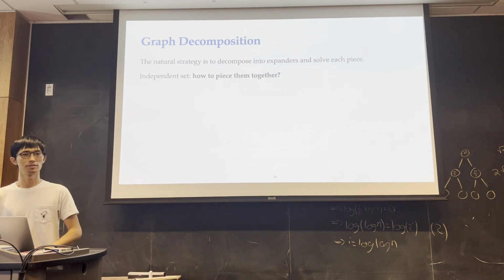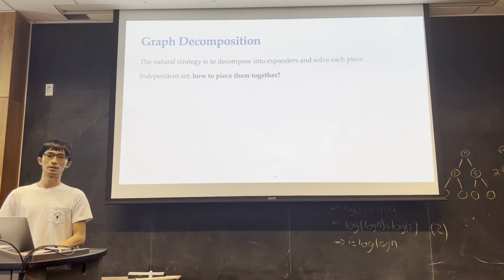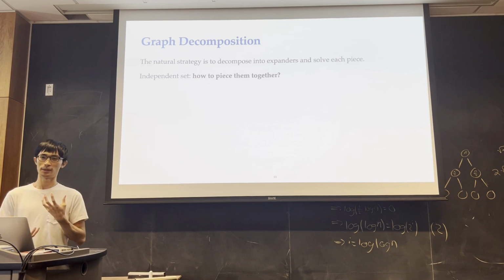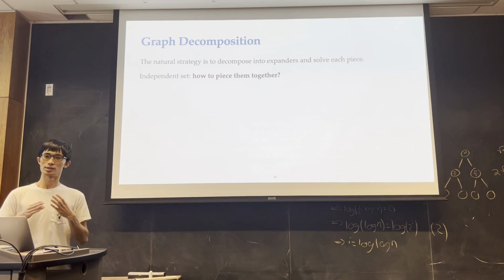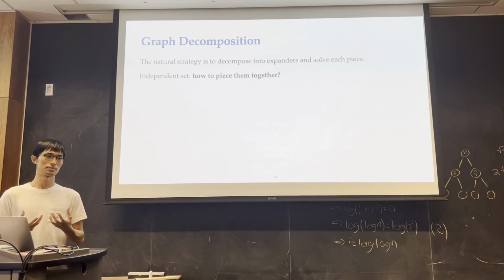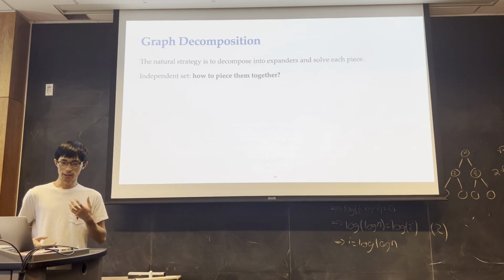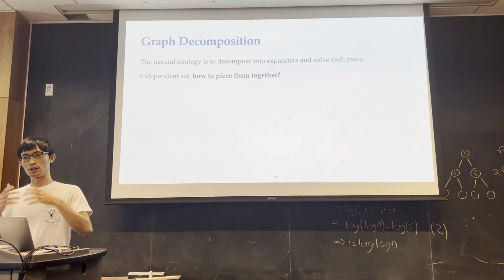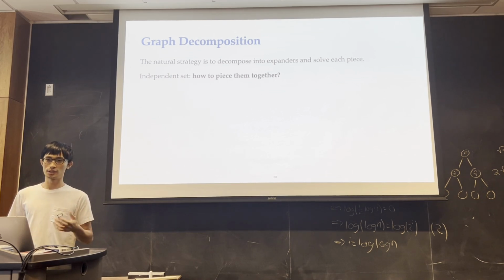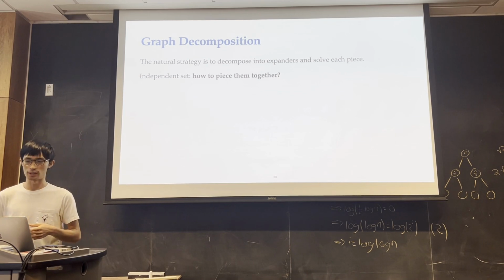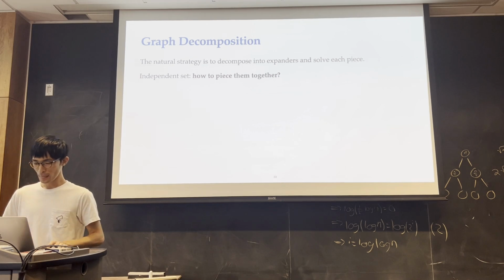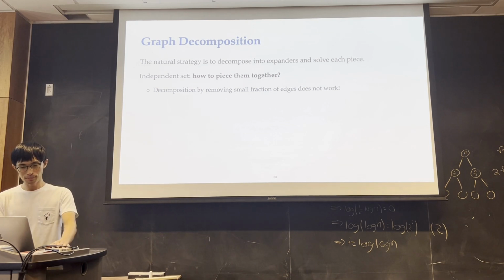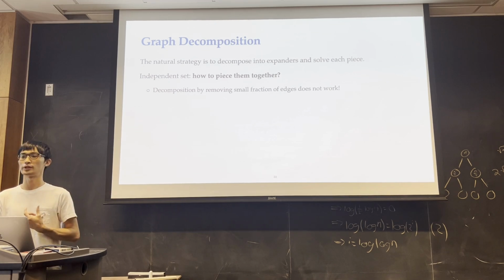But for independent set, here's a problem. How do we piece them back together? So suppose you have a decomposition. Each piece is an expander, so you can zoom in and then solve each piece and find a large independent set. But then, can you piece them together to get a large independent set overall? That's not clear because there are going to be some edges that you cut between the pieces. Basically, the conclusion is that it seems to us that decomposition by removing small fractional edges cannot work.